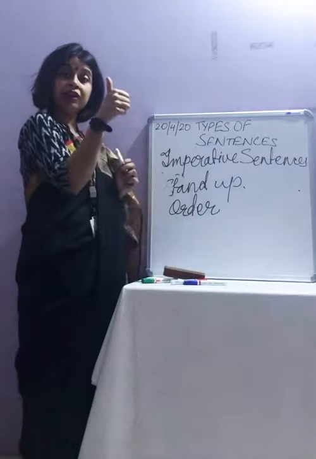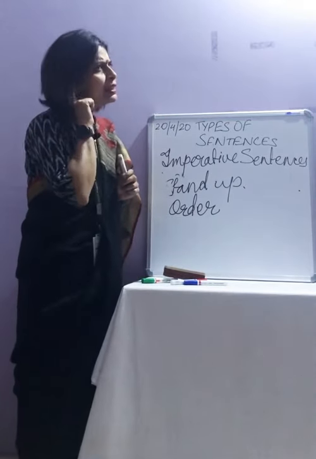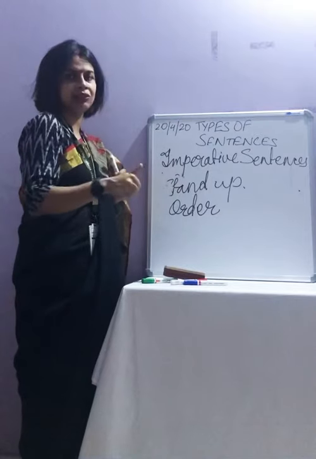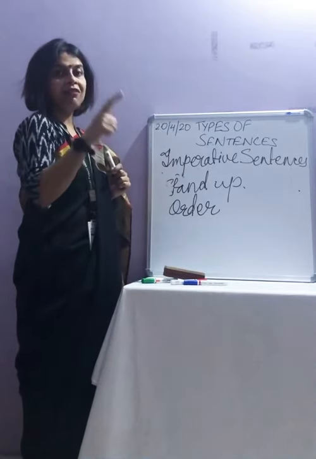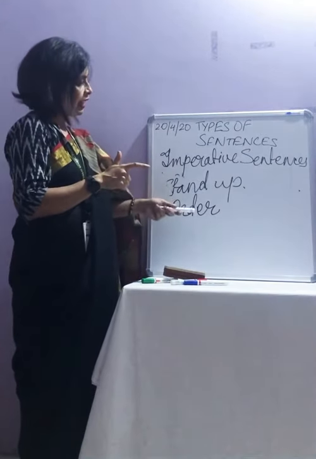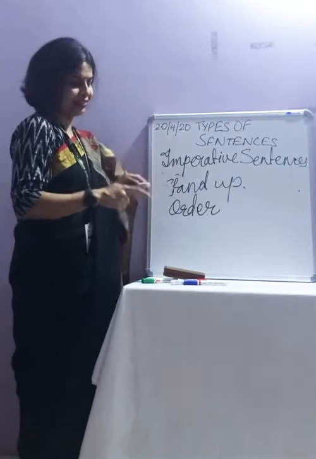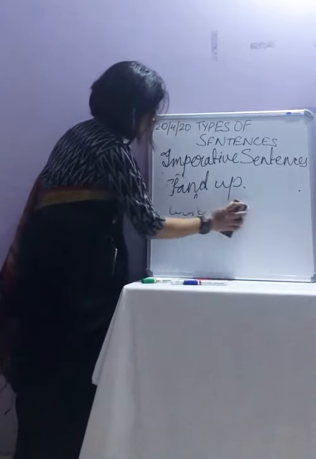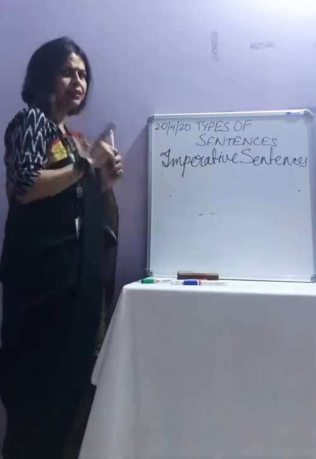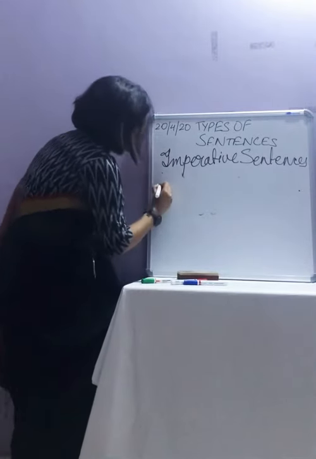So what did we come across? Yes, correct. First we came across a request using a please or a may. Then we came across the second type of imperative sentence, which was order. Right, an order. Alright. Now what is the third type? Let's see the third type.